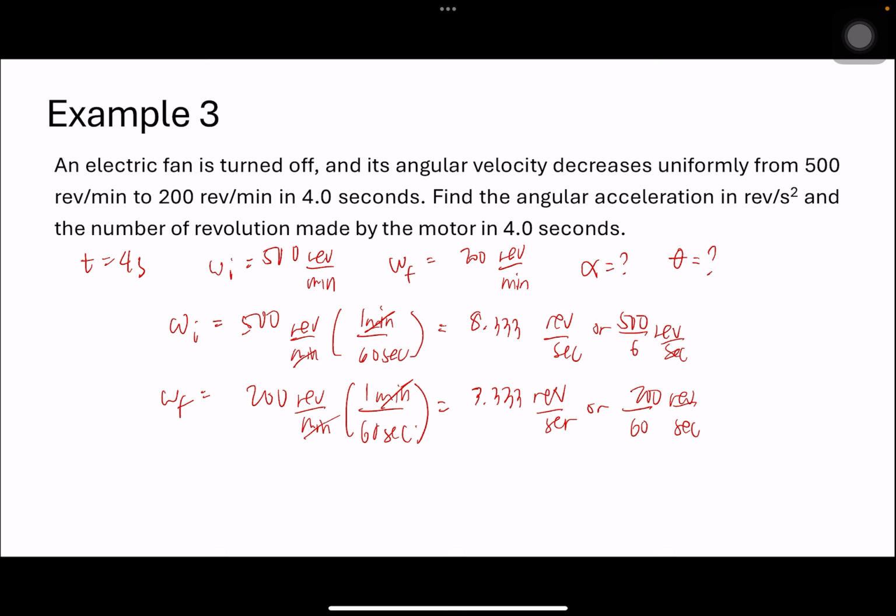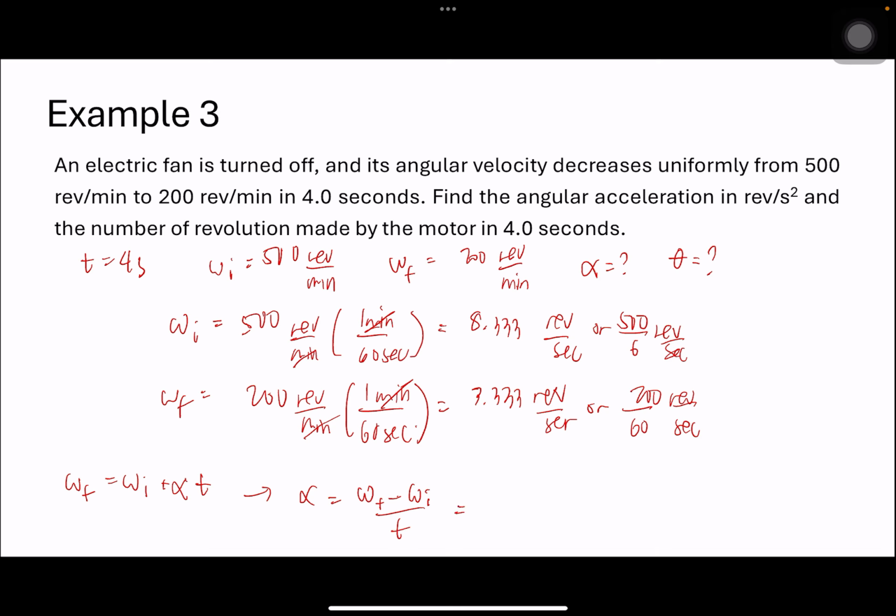So we will use this in the equation. In the first rotational kinematic equation, angular velocity final is equal to angular velocity initial plus angular acceleration times time. We have all of this except for your angular acceleration. So rearranging this, transposing initial angular velocity, dividing it by the time, this will turn into final minus initial over time.